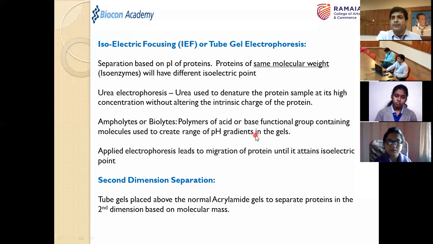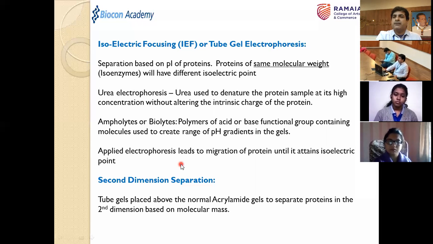Now, when you run the sample, as I said, the proteins will move until the pH corresponding to their isoelectric point is attained. Then further electrophoresis will not have any impact. So that is what ampholytes are, part of your gel constituents in a tube gel. Applied electrophoresis leads to migration until that particular protein attains its isoelectric point. That is all about the tube gel electrophoresis.